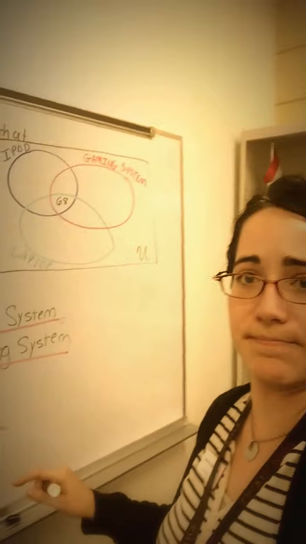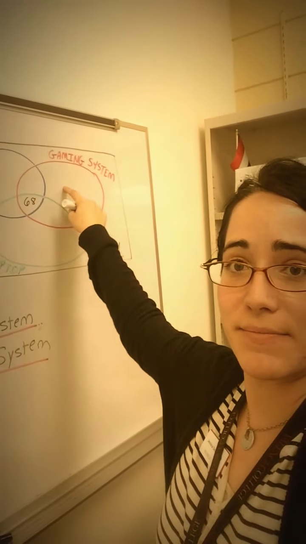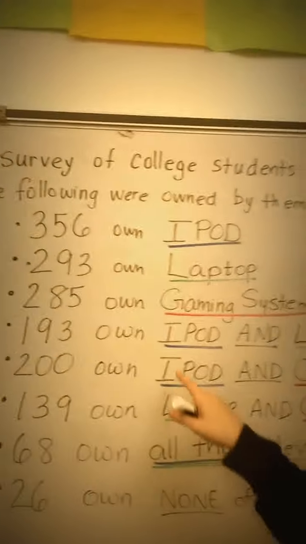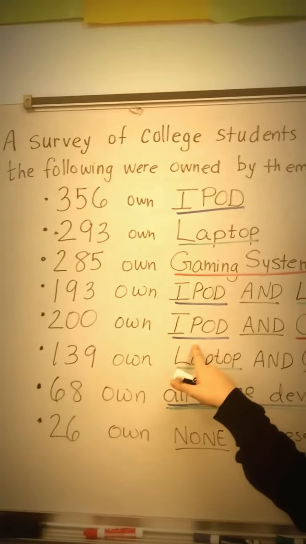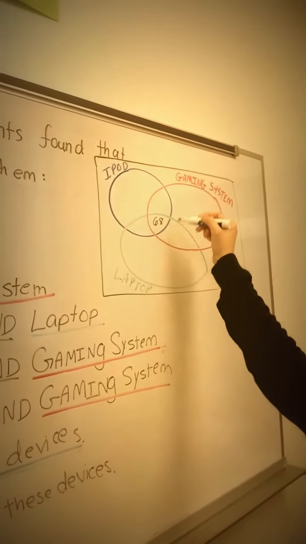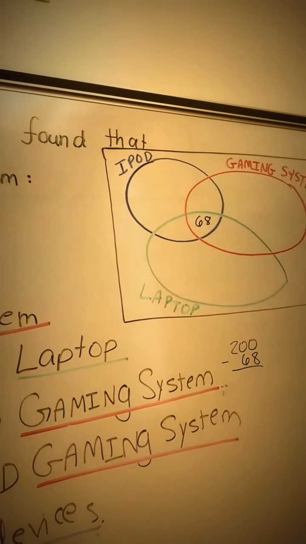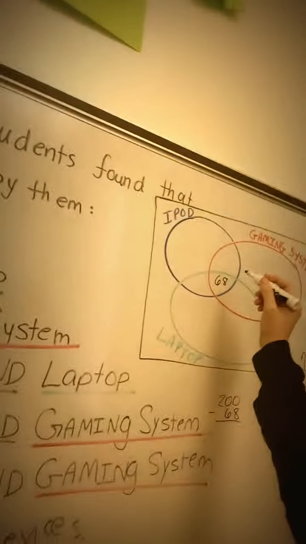So I would begin by writing 68 in the overlapping region. The next thing I want to look at is the region for iPod and gaming system. We know there were 200 who owned an iPod and a gaming system. So in this region there should be a total of 200, and we've already accounted for 68. We simply subtract 200 minus 68, and we end up with 132.